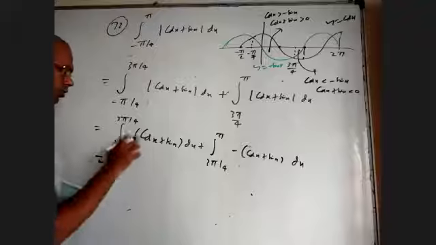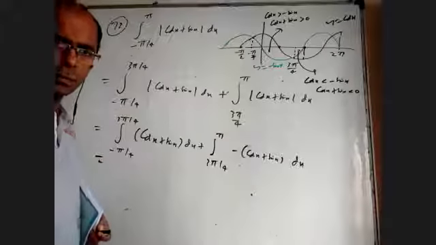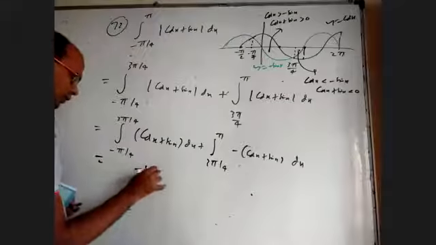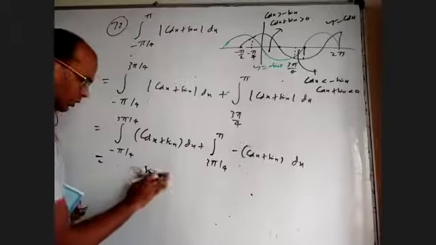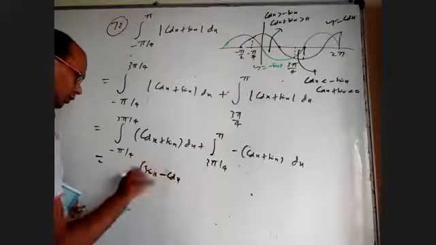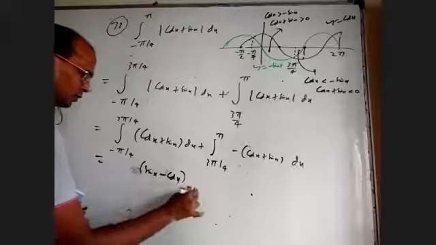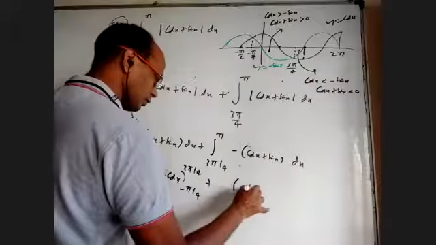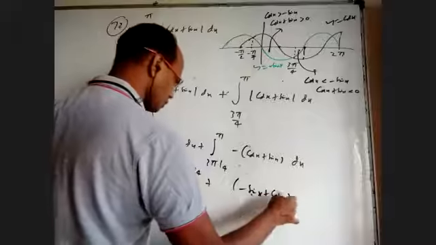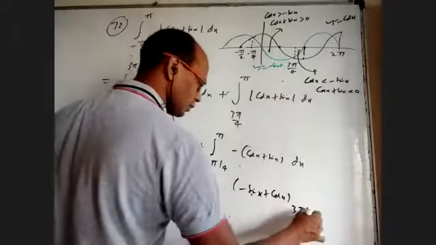So just integrate. Cos x integral is sin x, and sin x integral is minus cos x, with limits minus pi by 4 to 3 pi by 4. This one will be minus sin x plus cos x from 3 pi by 4 to pi.